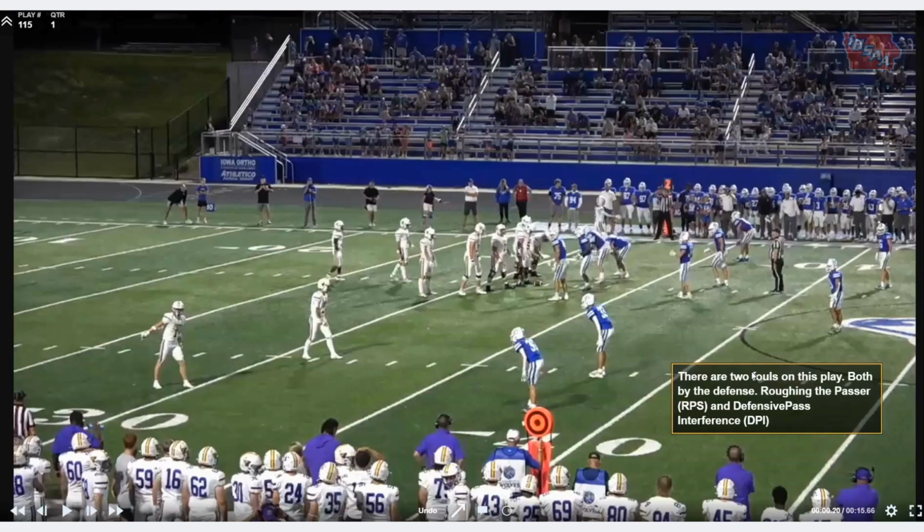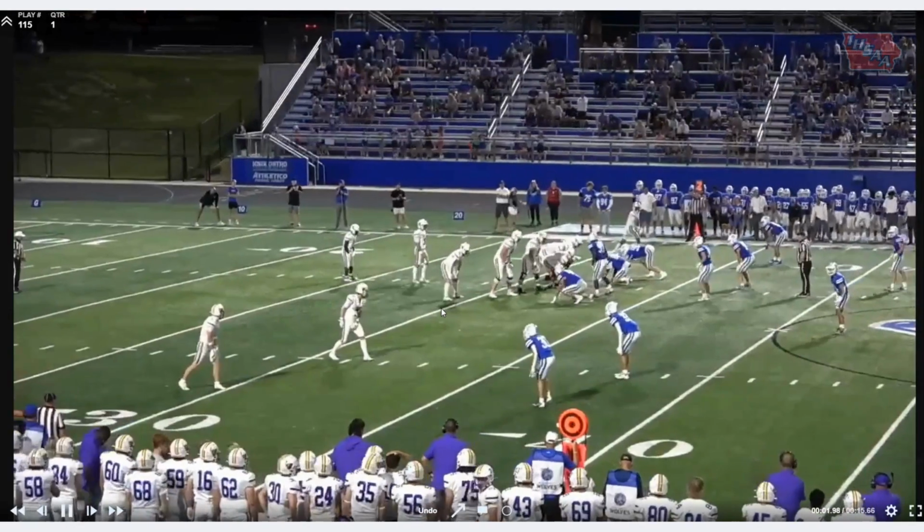Last play. This was another one sent in by a crew. Really appreciate it. A great example. This is what good crews do. They analyze their game and they make their own comments and they send them to the crew to discuss for their next pregame or maybe during the week. So these comments are actually by the crew. Their comment is there are 2 fouls on this play, both by the defense, roughing the passer, RPS, and defensive pass interference, DPI. So let's just look at the play quick.